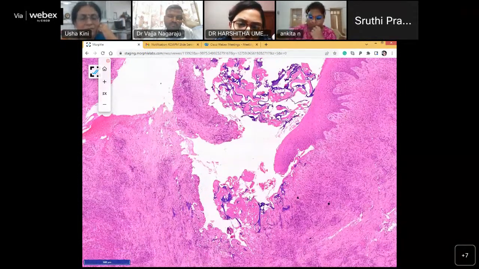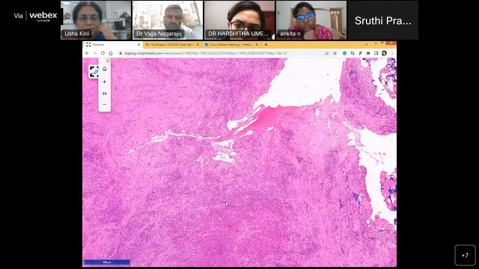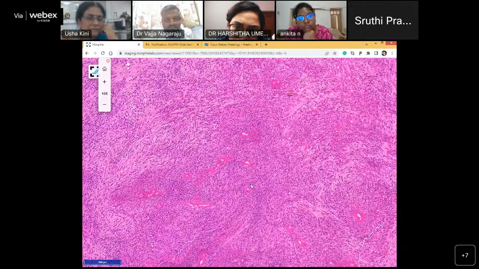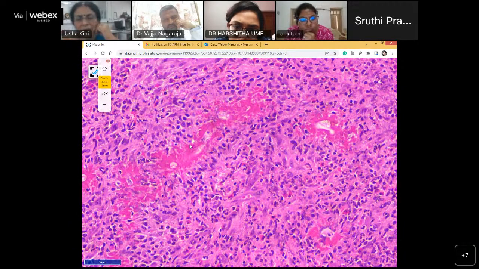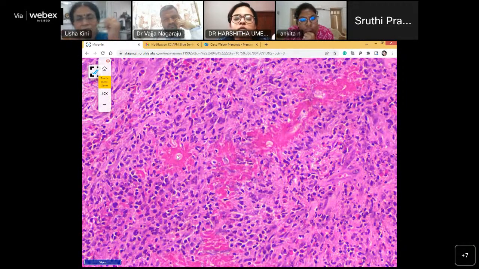But what you are seeing here is something very striking. See here, you see something in its wall, in the center, it's elongated, and there is something in the center. These are not blood vessels. If you say fibrin or fibrinoid necrosis, where is the nuclear debris? Where are the neutrophils?